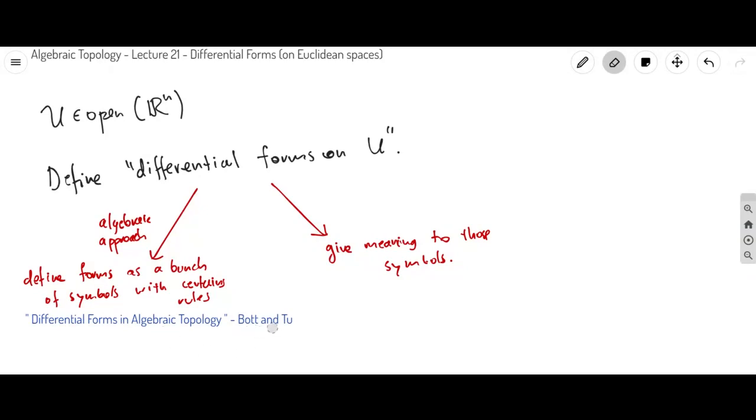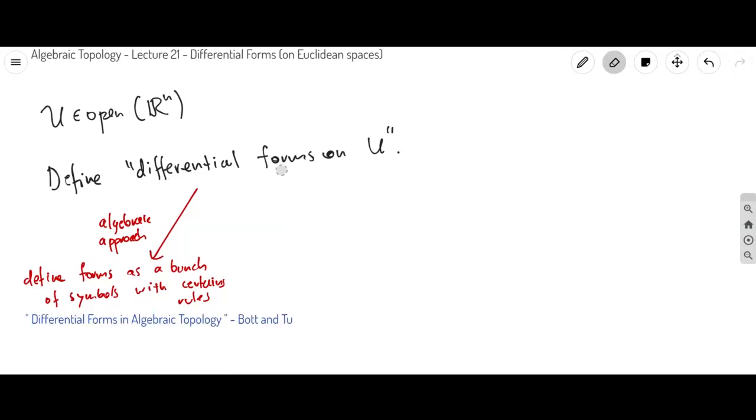And the approach that the authors take in the book is they completely forget about this, and they take a much more rapid development of differential forms. They just define them as a bunch of symbols with certain rules, and then from that point on, they're able to do algebraic topology through a differential form approach. And that's the approach that we're going to use. It's a very efficient way to do it.